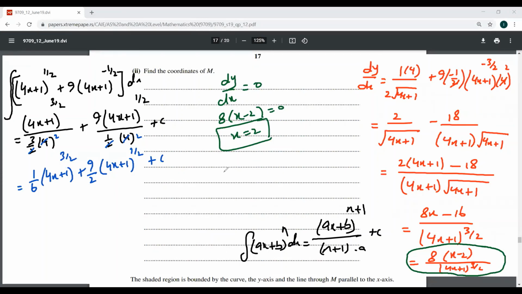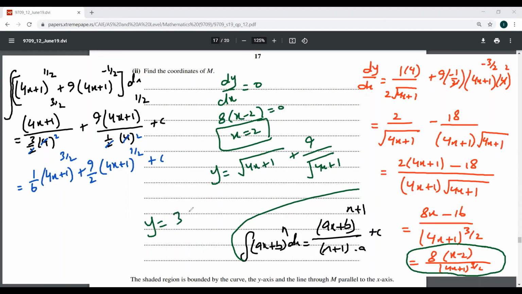And then you put that into the equation. I think that was square root of 4x plus 1, and what was that, 9 over? Okay, beta, thank you very much. So you put your x equal to 2 here. So this y is going to be square root of 9, that is 3, plus 9 over 3. This is going to be 6. So this point M is going to be 2 comma 6.